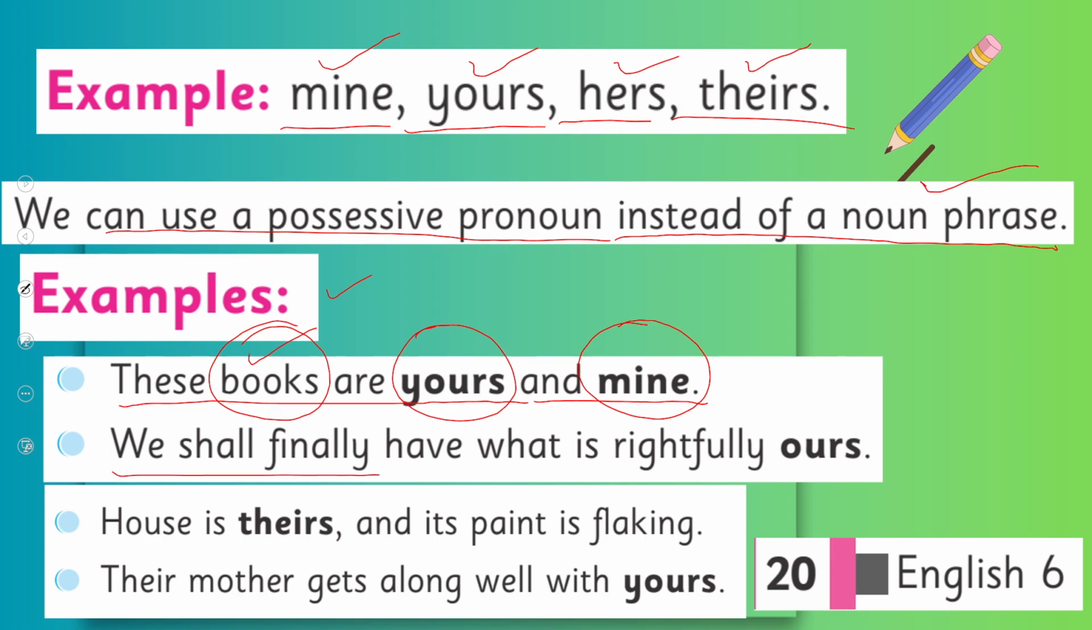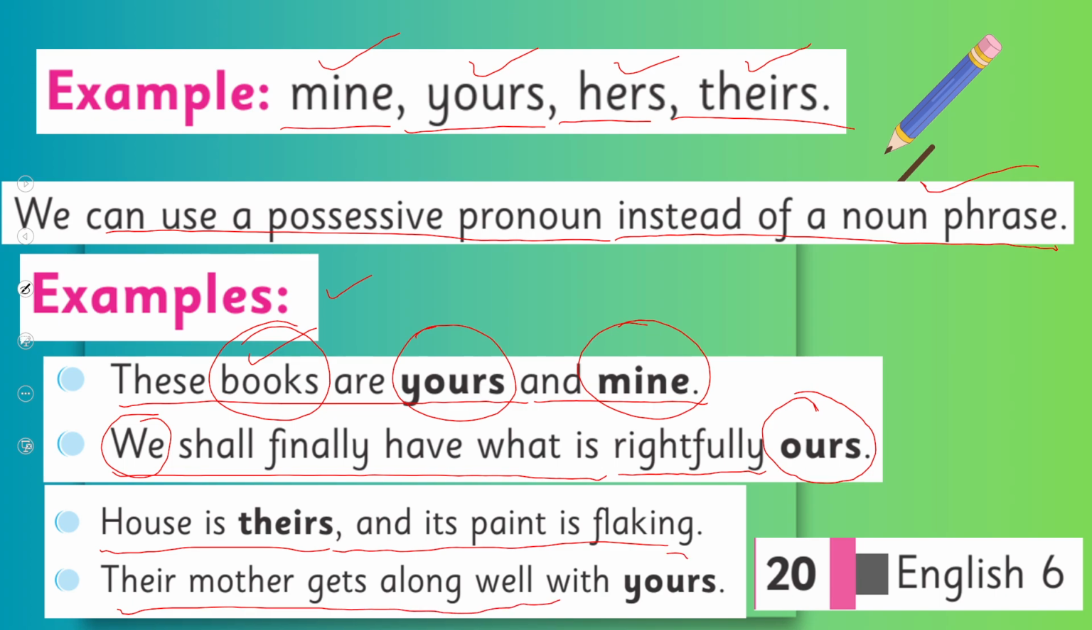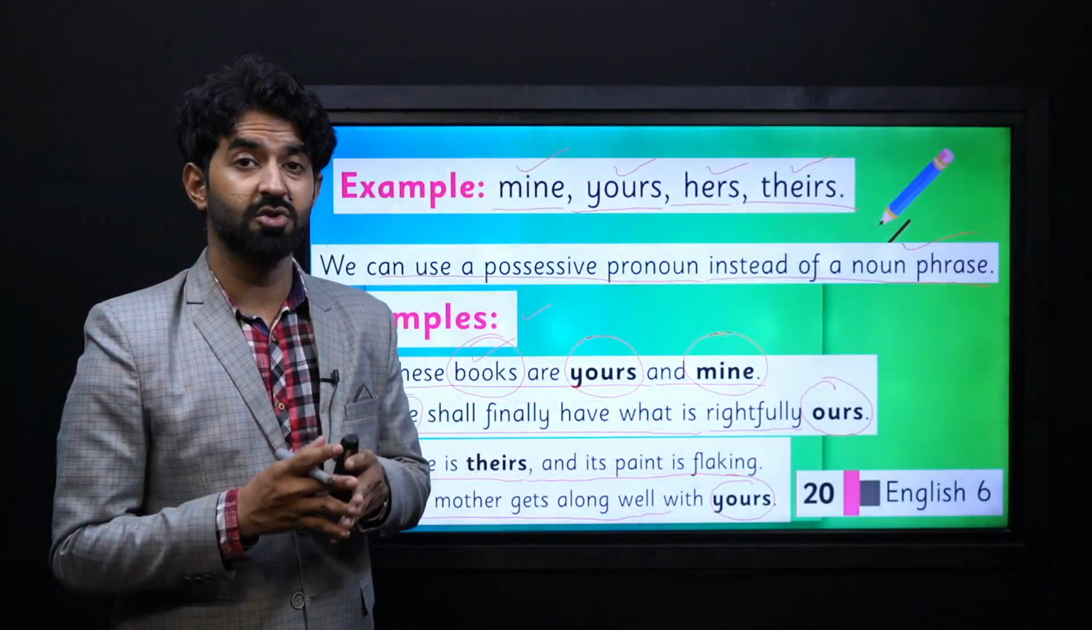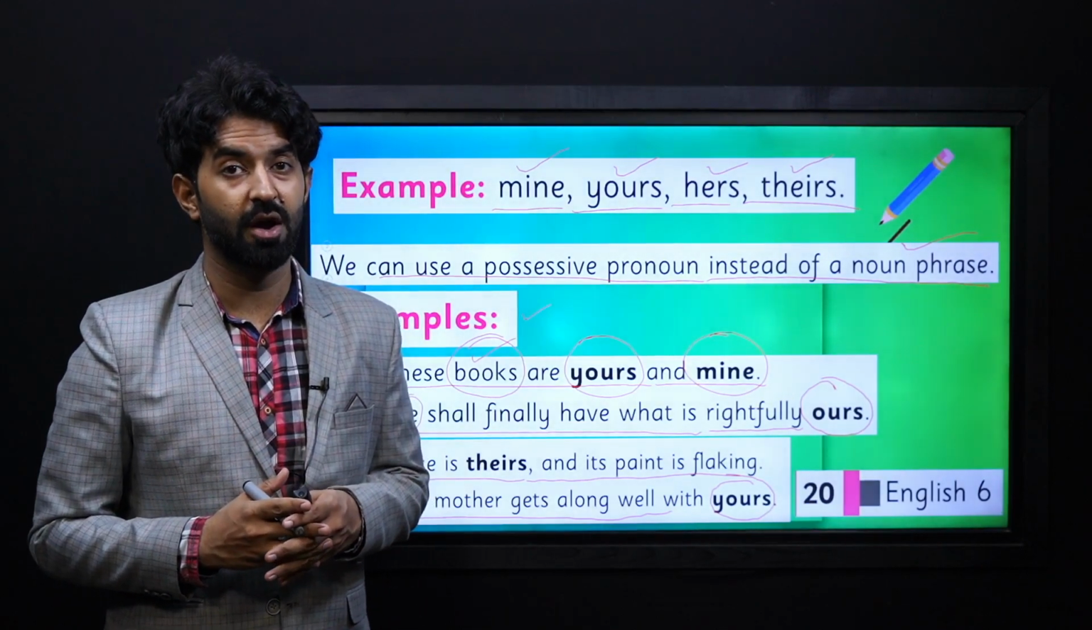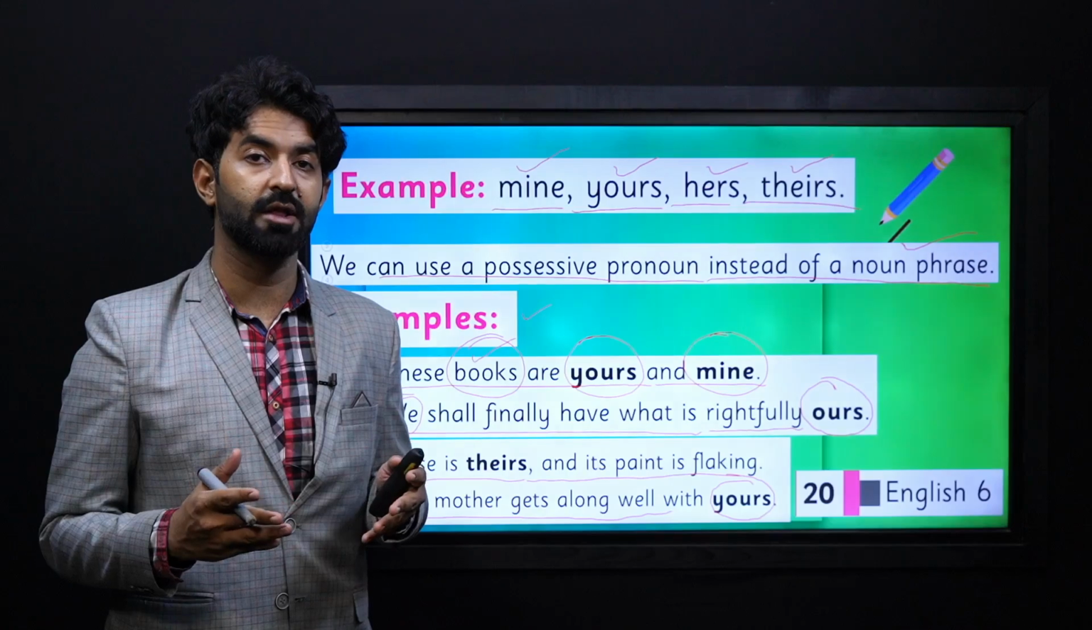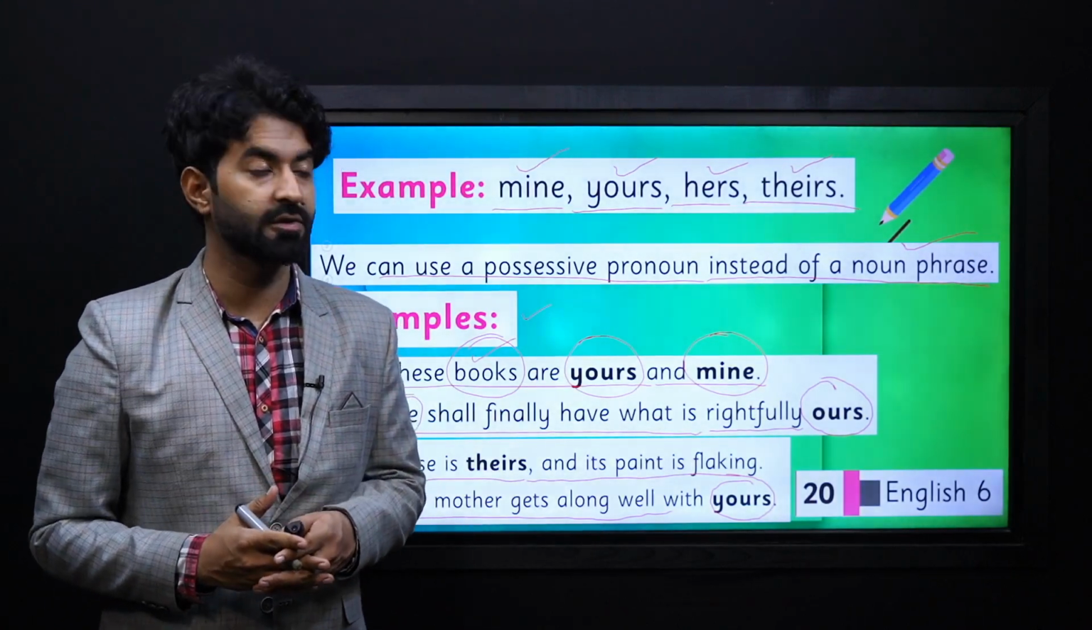Similarly, we shall finally have what is rightfully ours. Now ours is referring back to we, since it is showing possession. The house is theirs and its paint is flaking. Their mother gets along well with yours. So all these things are showing possession of the subject using these possessive pronouns, or we also call them pronouns in possessive case.